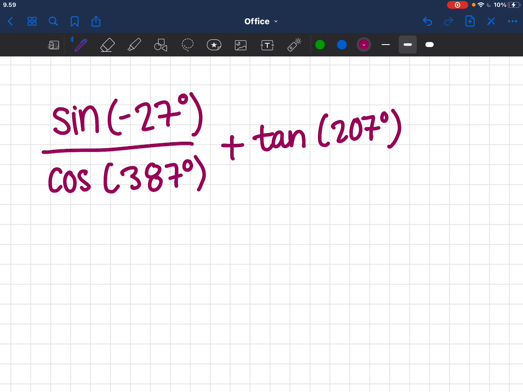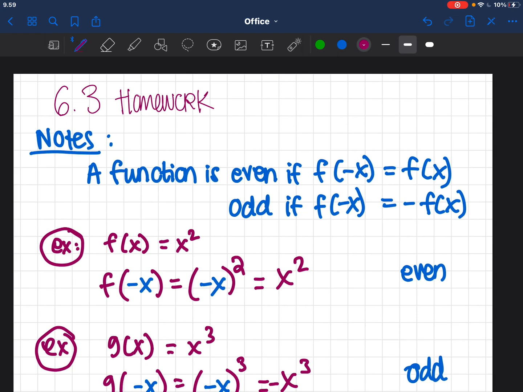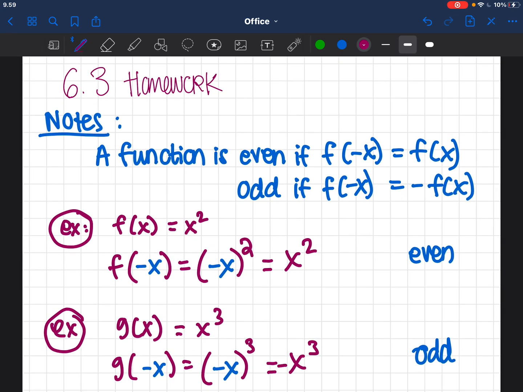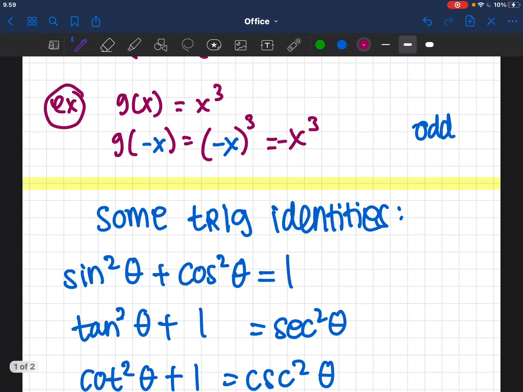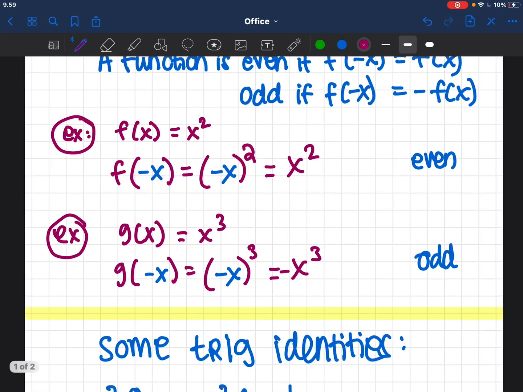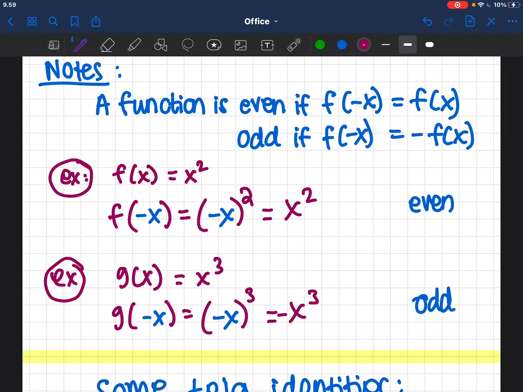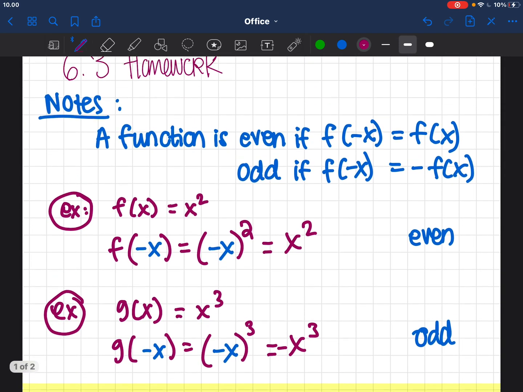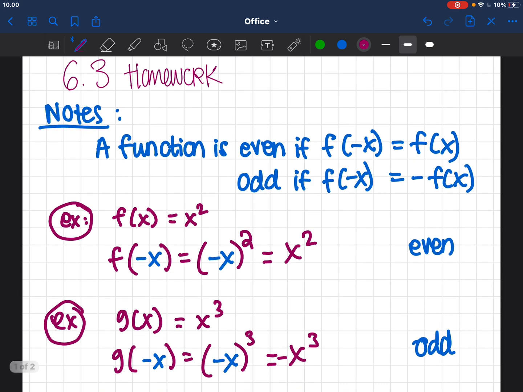easy, right? So before I dig into how to solve this, I need to review with you guys even and odd functions and trig identities. Okay. Alright, so even and odd functions. It means if you have a function f of x and you plug in negative x, what you get out is f of x. So in other words, plugging in a negative variable does not affect the function. That would be an even function.